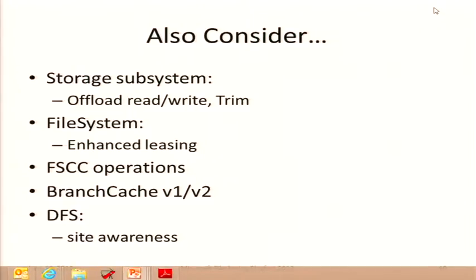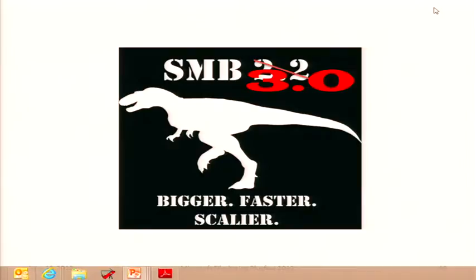DFS site awareness. This is used, in the Windows world, for something called direct access, where a remote client can be steered to the DFS server that's nearest or best to serve his needs, no matter where he is in the global internet. So in summary, cross out the 2.2 and write in 3.0. It's still bigger, faster, and scalier. That's our T-shirt from last SDC. But change your view to SMB3.